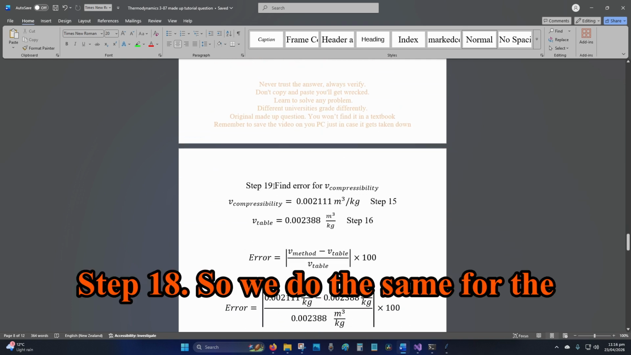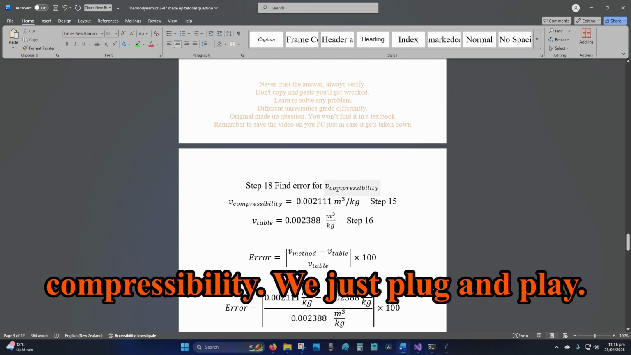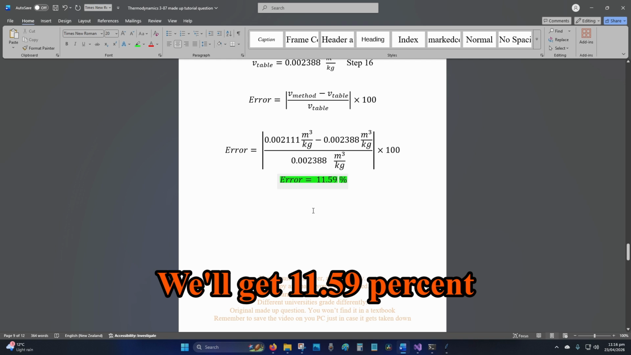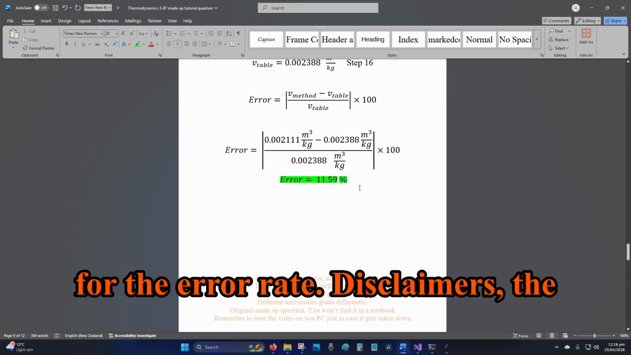Step 18. So we do the same for the compressibility. We just plug and play. We'll get 11.59% for the error rate.